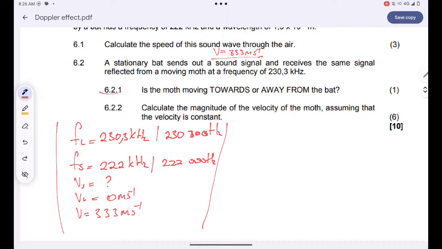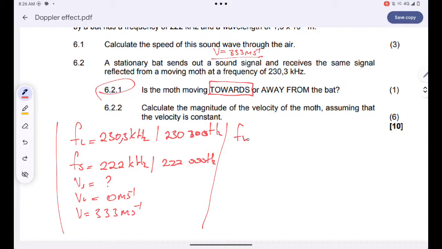The first question they're asking us is, is the moth moving towards or away from the bat? The moth is moving towards. Why? Because it is reflecting a higher frequency. Now they want us to calculate the magnitude of the velocity of the moth, assuming that the velocity is constant.